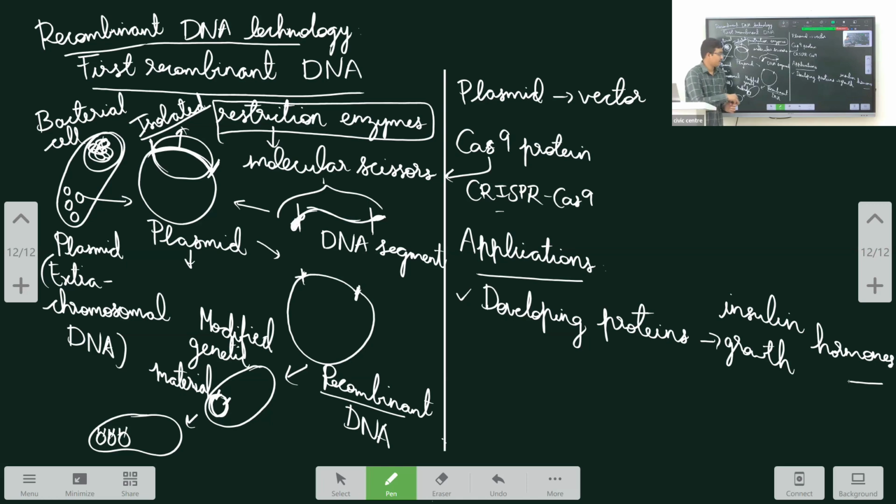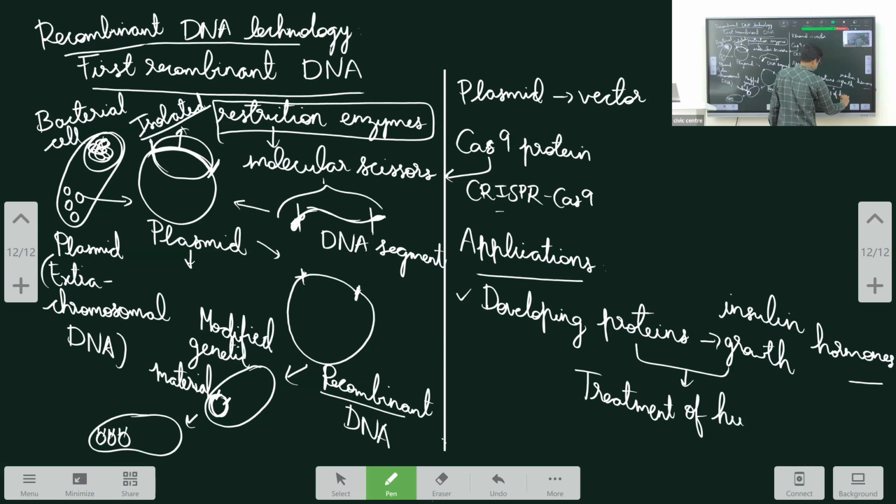So why is this developing these proteins and all and their expression? In order to make sure that you undergo the treatment of human diseases. Right? And even that is with respect to the human dimension.